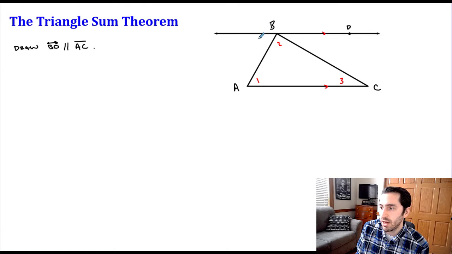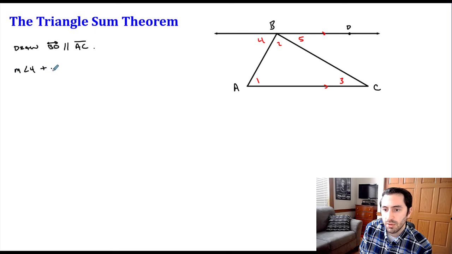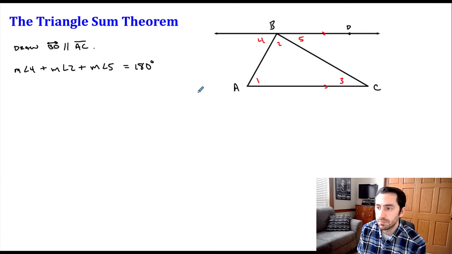Now why don't we label these other angles as well? Let's label this 4 and 5. Taking a look at those three angles at the top here, angle 4, angle 2, and angle 5, we can see that all together they make up this straight line. So those three angles together have to be 180 degrees because that's how big a straight angle is. So the measure of angle 4 plus the measure of angle 2 plus the measure of angle 5, all three of those together have to be 180 degrees. So there's the 180 we want, but it's not quite the angles that we're looking for yet.